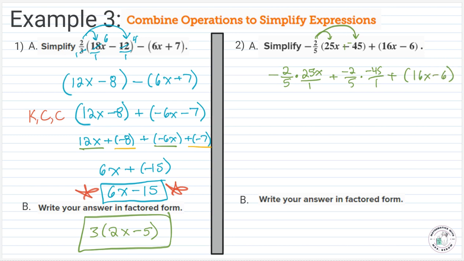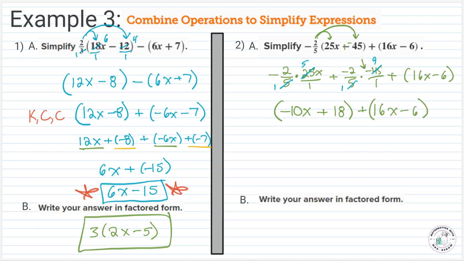So I can do some cross canceling here between this 5 and the 25. This is 5, this is 1. Here I can cross cancel. This would be a 9, this would be a 1. So negative 2 times 5, that's going to be a negative 10, and we don't want to forget our variable, so that'll be negative 10x plus the negative 2 times 9, negative 9, excuse me. I almost forgot that negative right there. So negative 2 times negative 9 is going to be a positive 18. And then we have this plus 16x and then minus 6 inside those parentheses there.